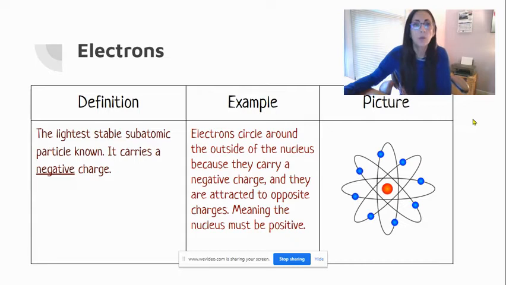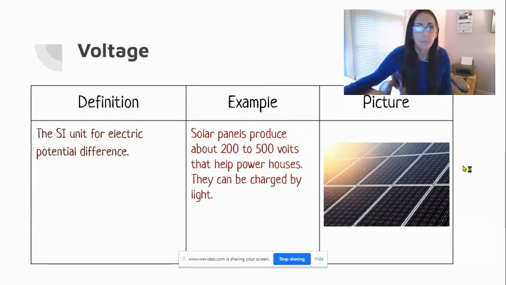You should also be aware that your examples and pictures may be different than my sample here, but it should be similar, it should be relevant to the definition. So check your definitions, make sure they're the same, and then the examples should be similar. All right, let's move on to the next slide.